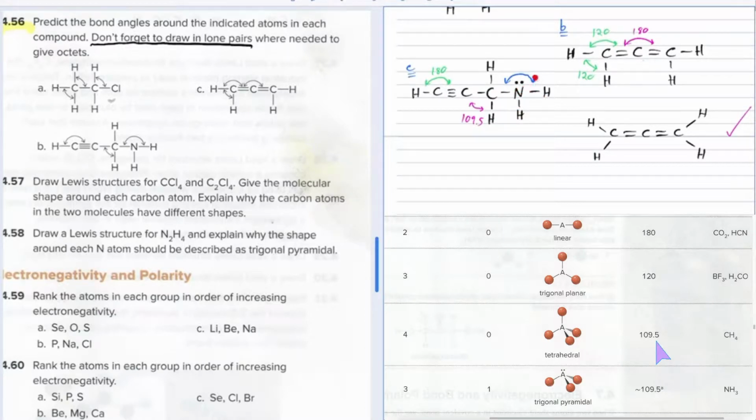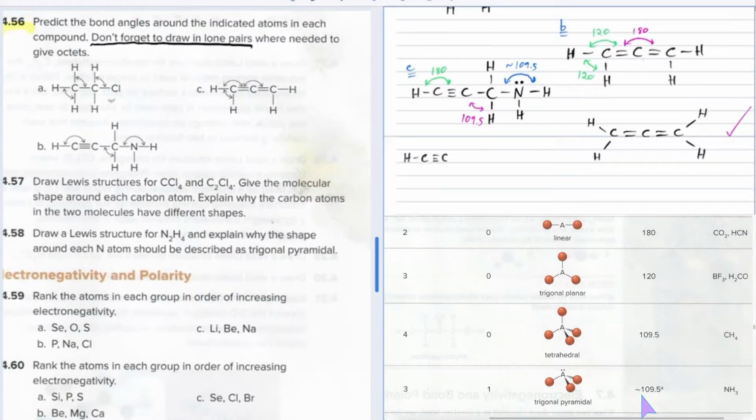3 atoms, 1 lone pair. 3, 1, that's trigonal pyramidal with approximately 109.5 degrees. So I'll just put approximately 109.5 degrees. It's actually a little bit less than 109.5 degrees. And finally, if you wanted to draw that one 3-dimensionally, you can draw it like this.